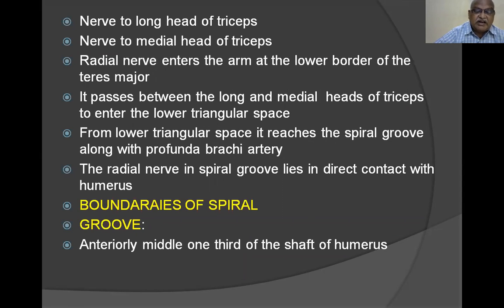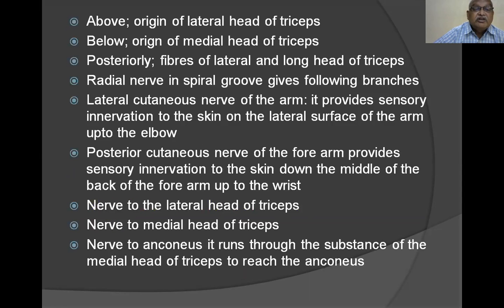Boundaries of the spiral groove: anteriorly the middle one-third of the shaft of the humerus. I have given the boundaries. The radial nerve in the spiral groove gives the following branches. The lateral cutaneous nerve of the arm provides sensory innervation to the skin on the lateral surface of the arm up to the elbow. The posterior cutaneous nerve of the forearm provides sensory innervation. So the lateral cutaneous nerve of the arm and the posterior cutaneous nerve of the forearm are branches from the radial nerve in the spiral groove. Then branches to the lateral head of triceps, the medial head of triceps, and anconeus. It goes through the substance of the medial head of the triceps and also supplies the medial head of triceps.